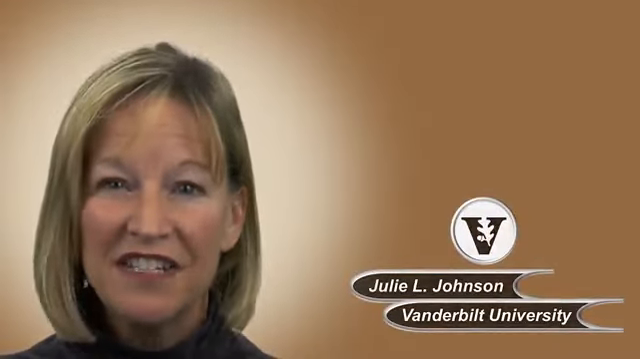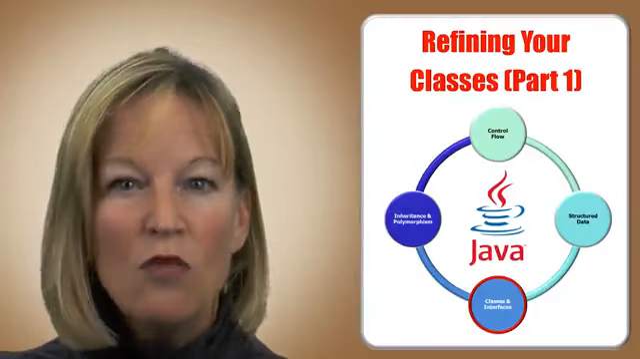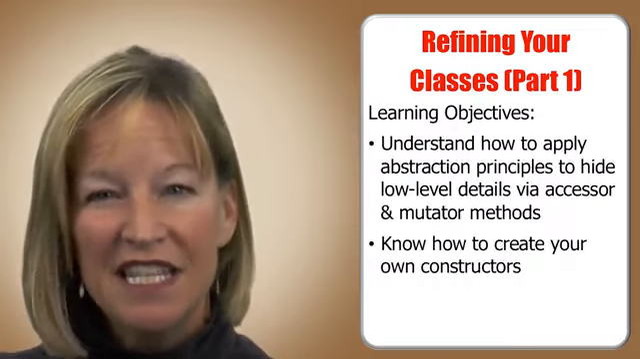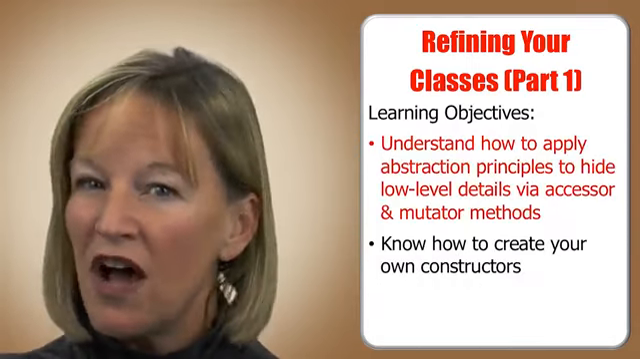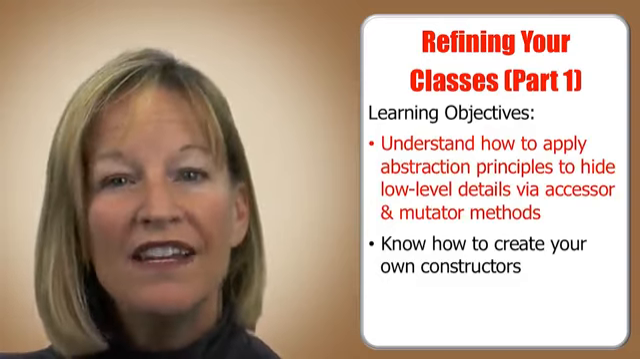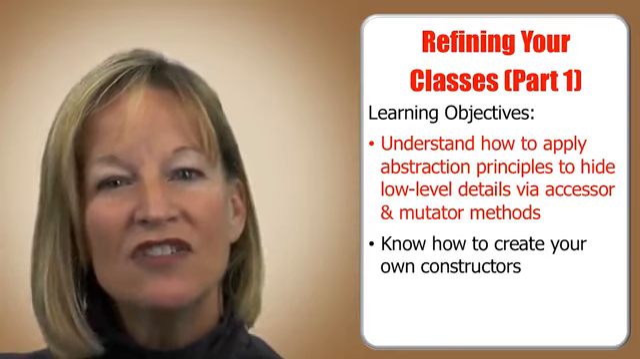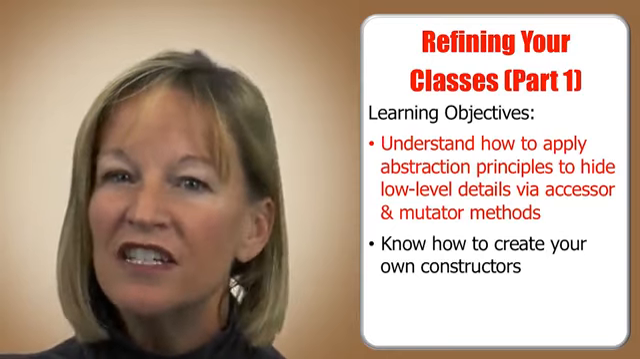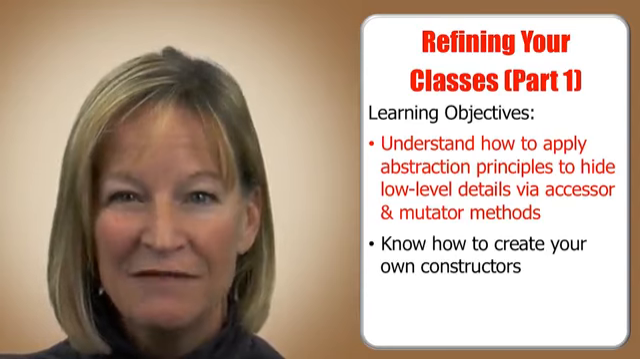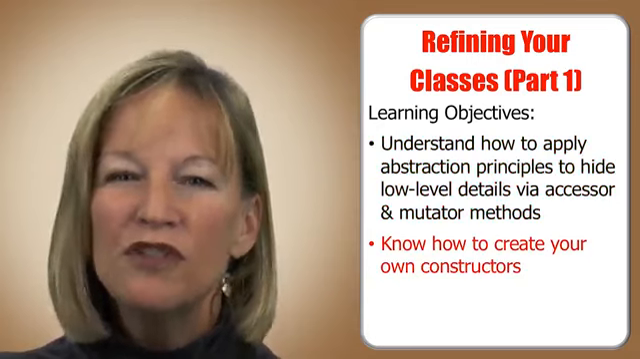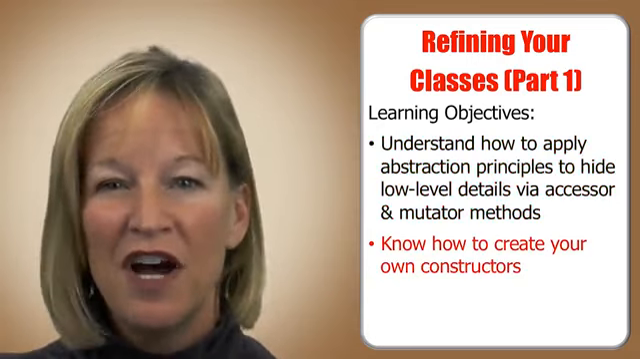Welcome to our next lesson in the module on classes in Java, where we continue to refine the account class files and objects we created in the previous lesson and polishing our implementation. After completing this lesson, you'll understand how to apply abstraction principles to hide low-level implementation details from client programmers by creating accessor and mutator methods your clients can use to interact with the class. You will also know how to create our own constructors, which will streamline the creation of objects in client files.